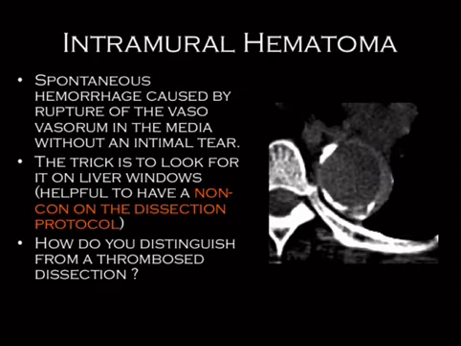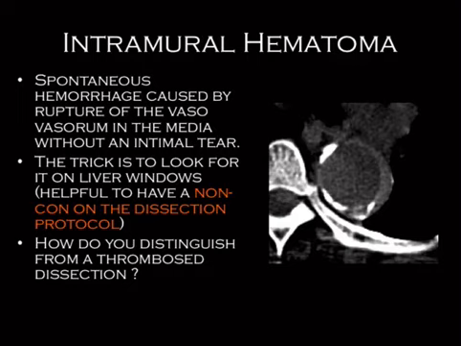Basically, what this is, is rupture of the vasa vasorum. You may remember those were like the little vessels that are within the vessel, without a discrete intimal tear. And this is the reason that you do a non-con on the dissection protocol. Most places, when they set up their dissection protocols, do a non-contrasted followed by a contrasted study. And the reason that non-con is included is so you can pick up intramural hematoma. This would be like somebody with a chest pain order out of the ER. You would include a non-con. You wouldn't just go straight to a contrasted, because then you could miss that.